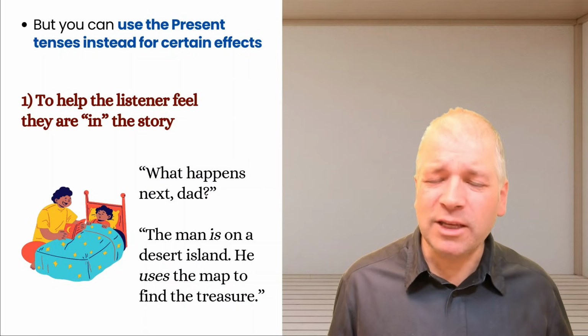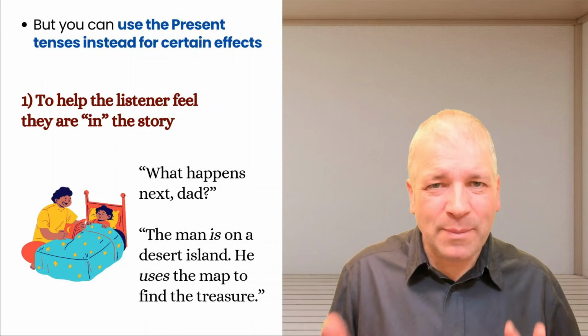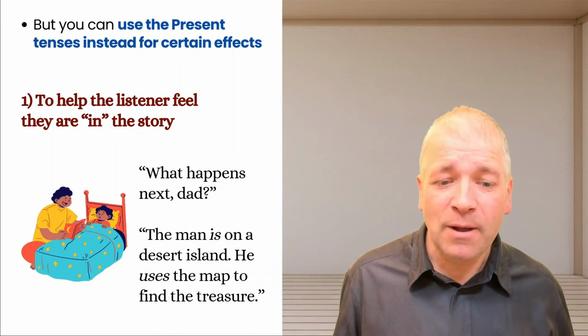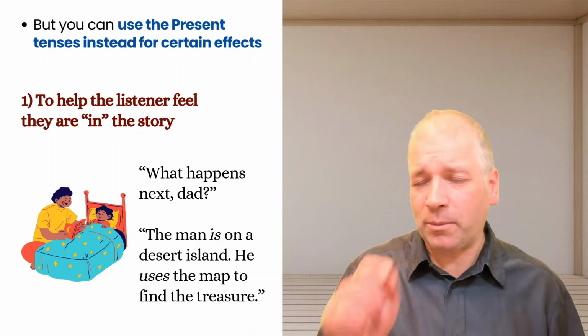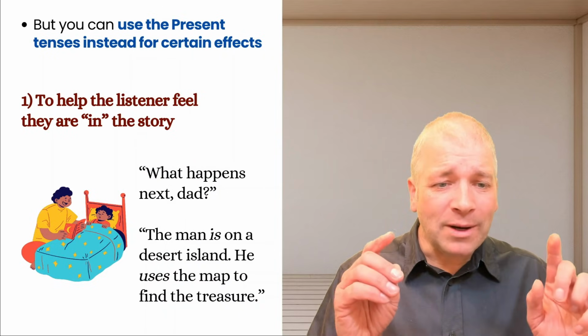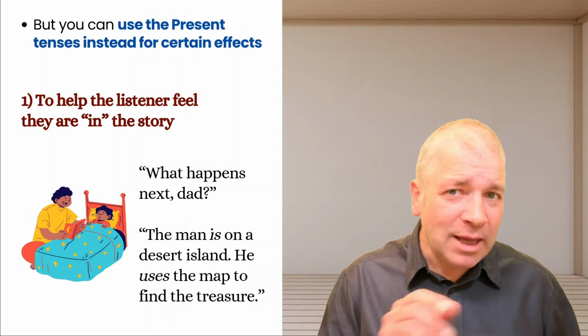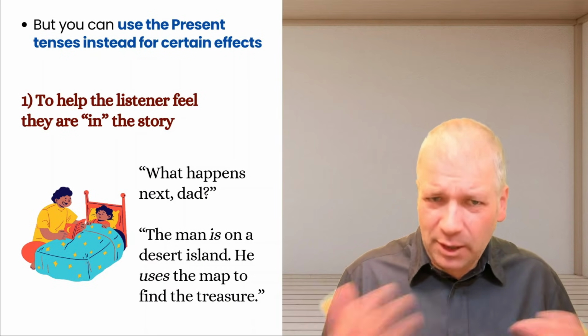Now, why did he use the present tense here? Surely a story is always about something in the past. It would have been perfectly fine, of course, to say the man was on a desert island and he used the map to find treasure. Past simple, past simple. But he used the present tense instead here to help his child feel that they are in the story. Think of it for a moment.